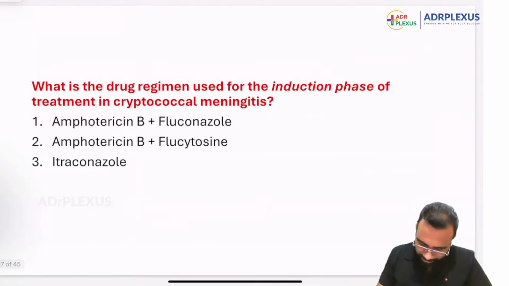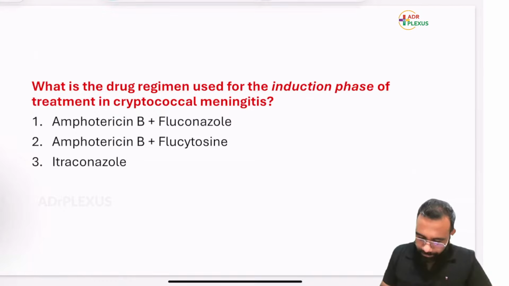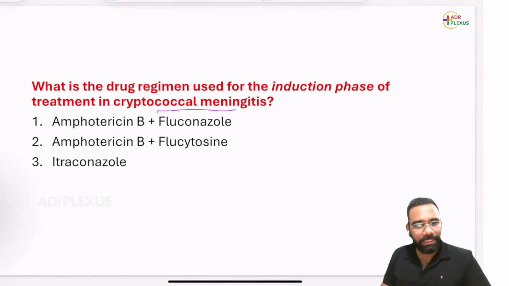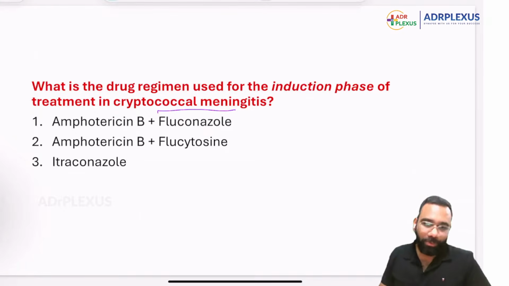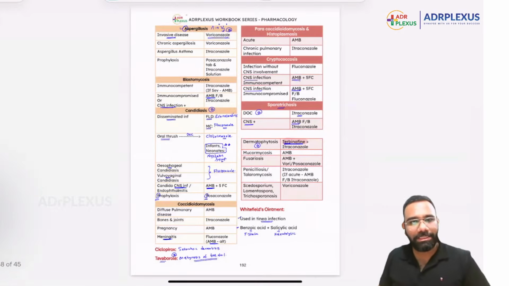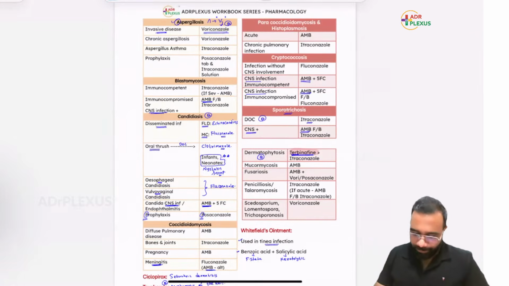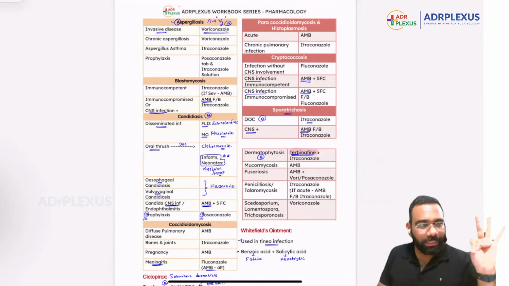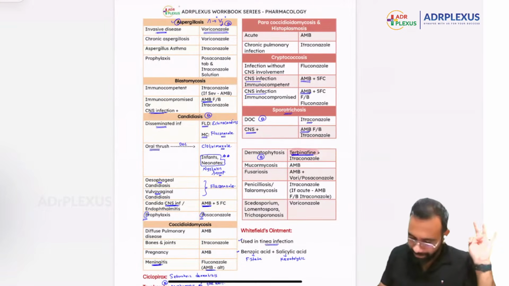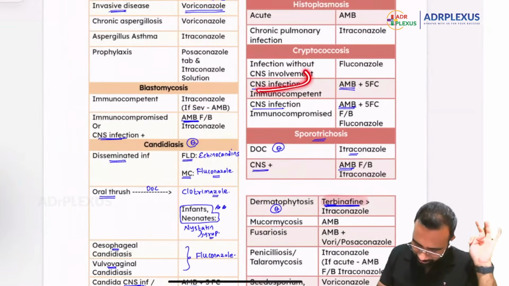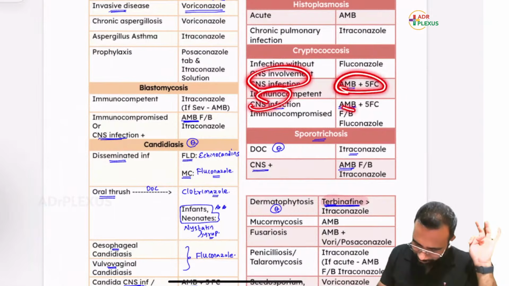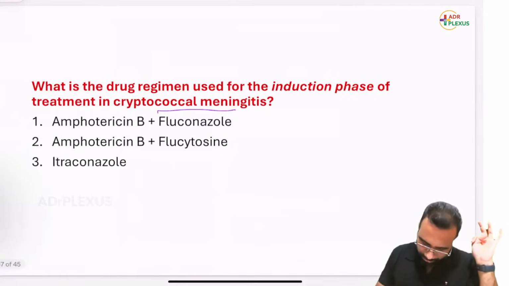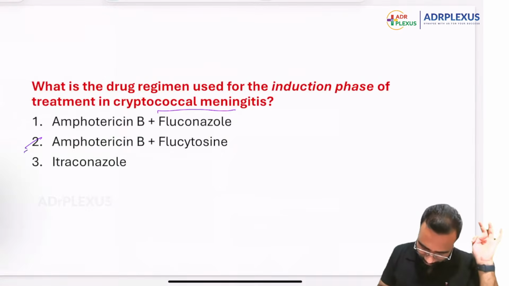Now come to the next one, cryptococcal meningitis treatment. Again, I told you, if you can remember, on the first page in the antifungal drugs, whether they mention meningitis, amphotericin B, 5-flucytosine. Those are the two things I told you. Remember that one. The same thing, CNS infection. I told you amphotericin B, 5-flucytosine. Right? That's all. Amphotericin B, 5-flucytosine.